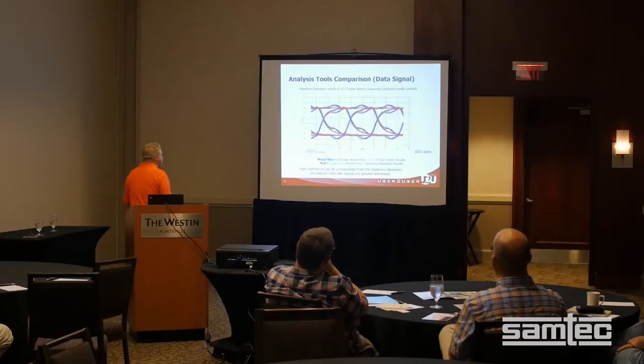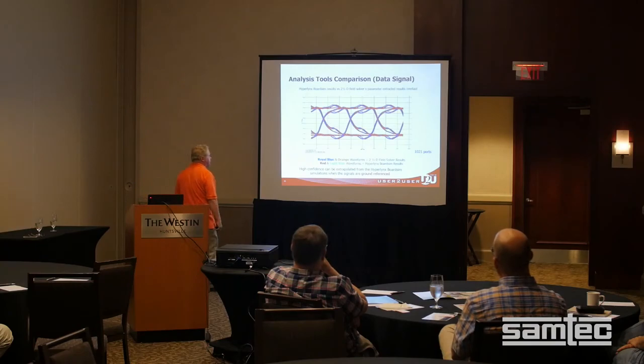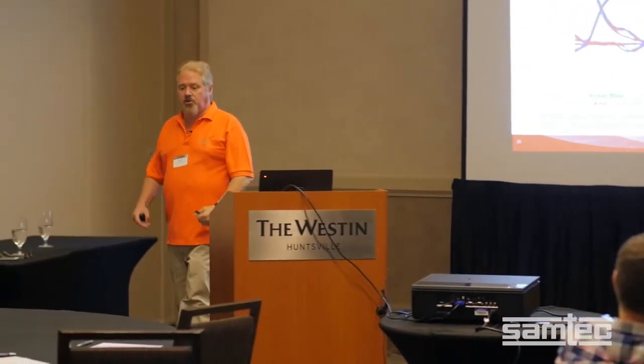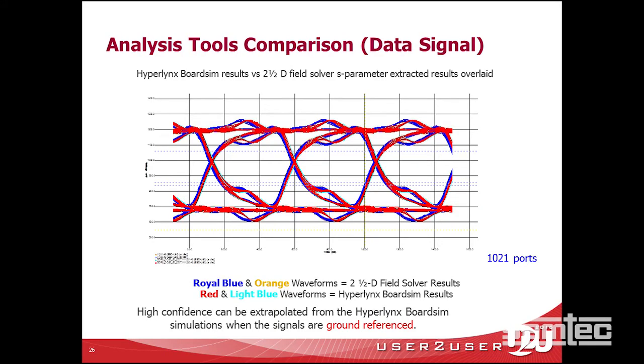So these are two different simulations from two different tools. Actually, there are four of them, but you can barely see the yellow underneath. So we used a 2.5D field solver, one of the more popular ones out there, and we used hyperlinks so that we can compare them. And you can see that correlation is quite good.